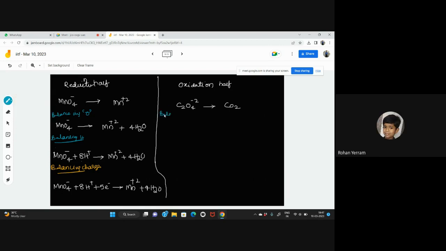Now oxidation. Balancing carbon first. Why? Because other than carbon there is nothing else, no? So here in C2O4 2 carbon atoms are there, so we need to make it 2 CO2. And how many oxygens are there? 4, and right side also 4 oxygens, no? They balance. So 2CO2.